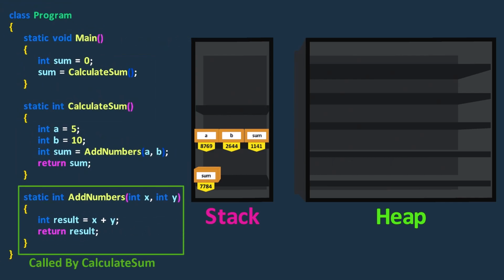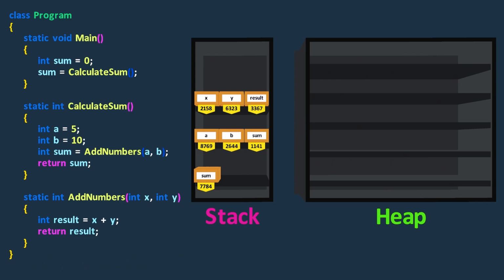Now let's talk about the addNumbers method. It has two in parameters called x and y. We pass the values of a and b as arguments to call the addNumbers method, and a new stack frame is created. Inside the addNumbers method, it performs the addition operation and stores the result in a variable called result. Finally, it returns the value of result back to the calculateSum method.